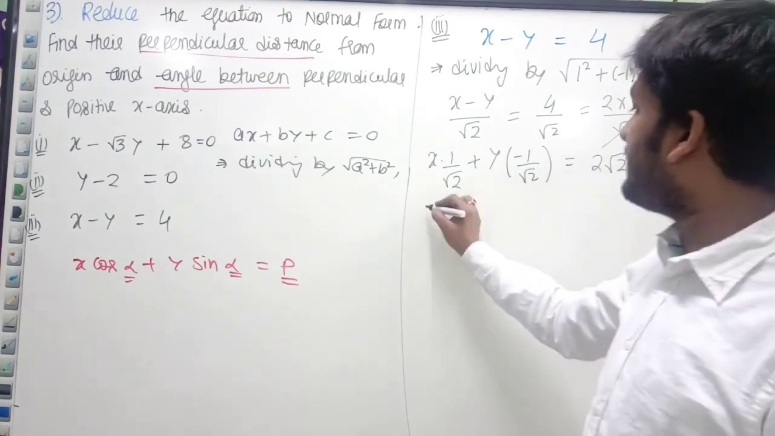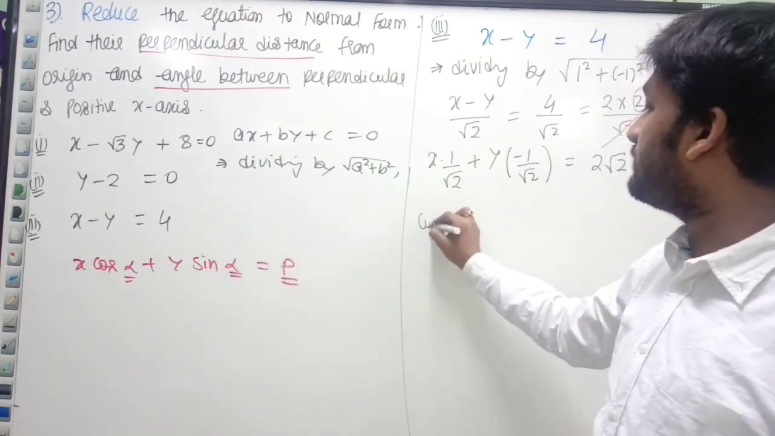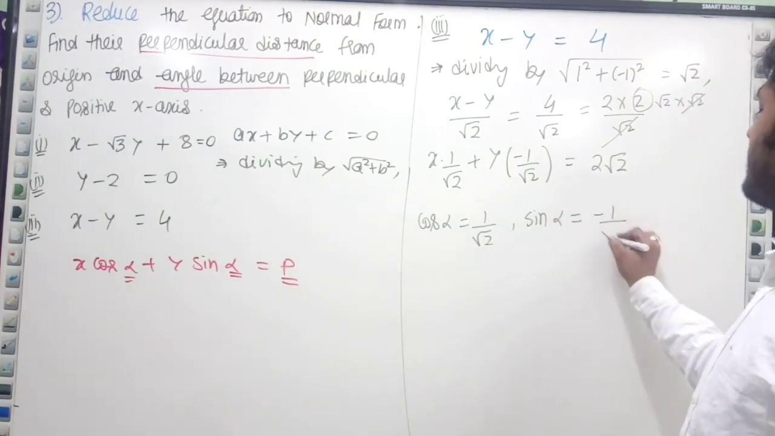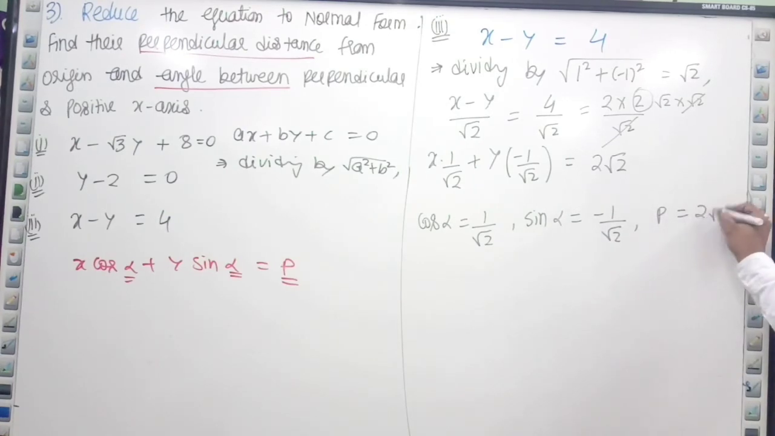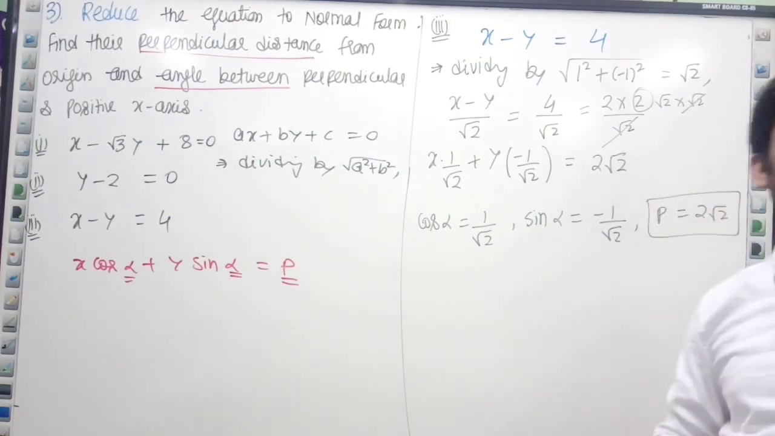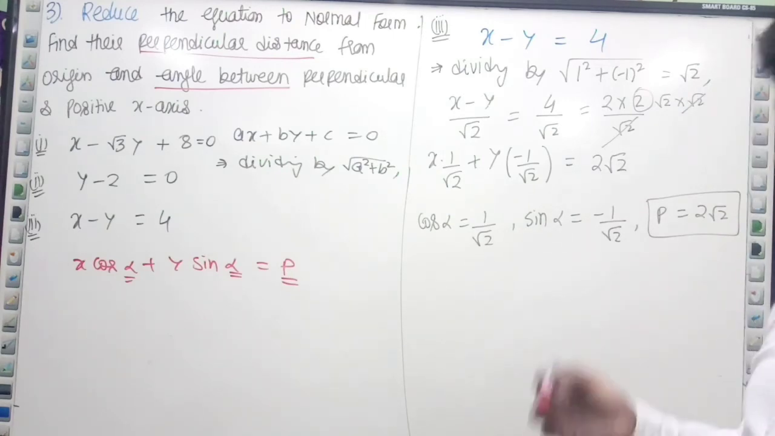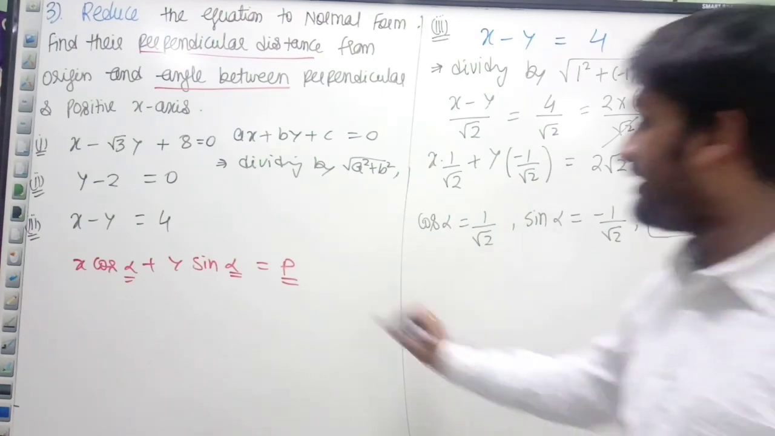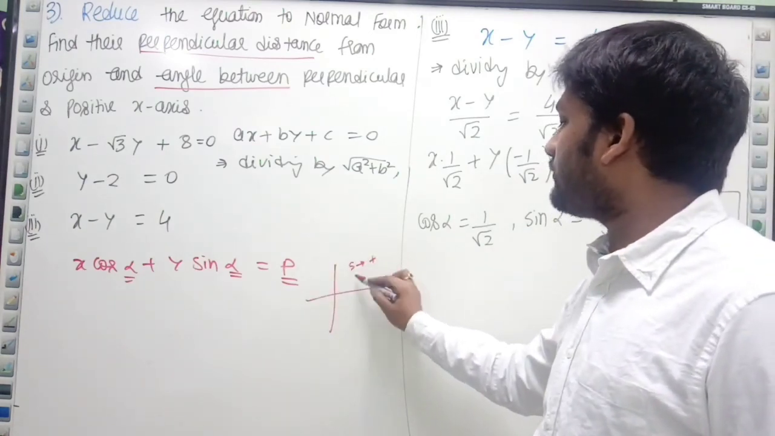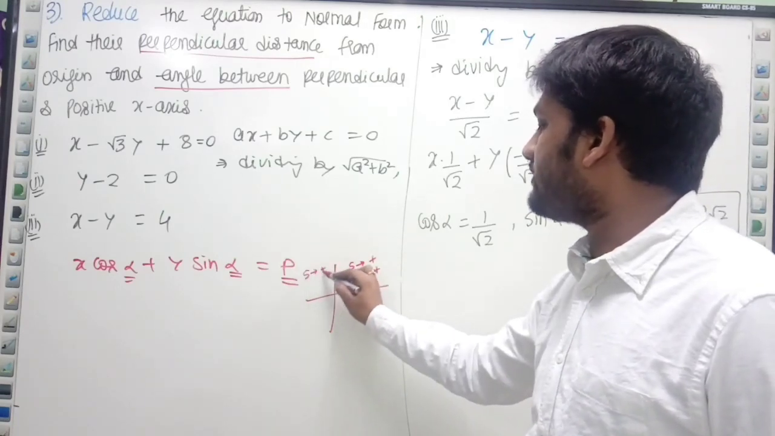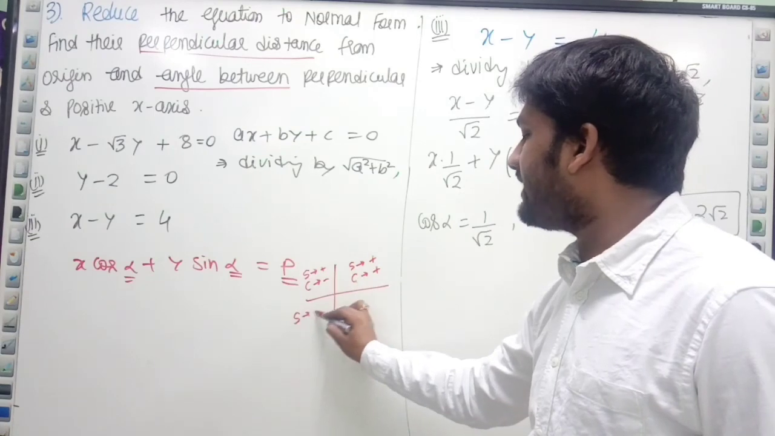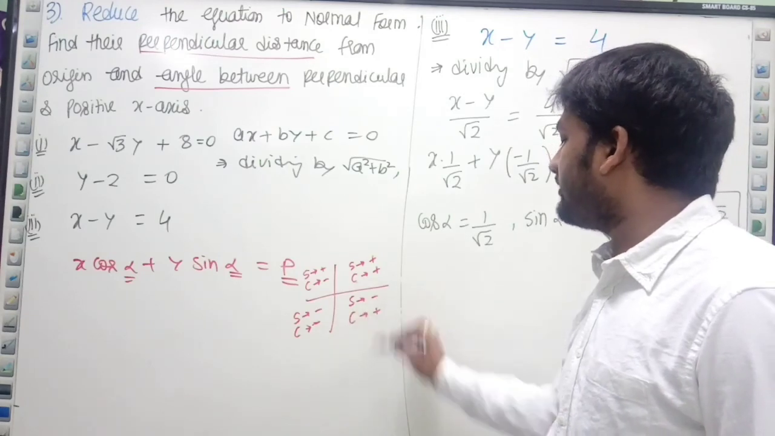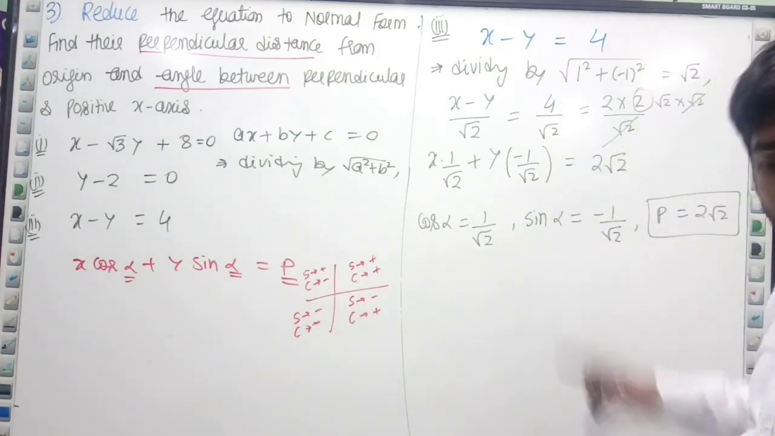Right? So we can say, comparing with x cos alpha plus y sin alpha equal to p, cos alpha is 1 by root 2, sin alpha is minus 1 by root 2, and p equal to 2 root 2. p is the perpendicular distance from origin. Now we'll talk about alpha. We can say 1 by root 2 and minus 1 by root 2. Cos is positive, sin is negative. Look, first quadrant: sin positive, cos positive. Second quadrant: sin positive, cos negative. Third quadrant: sin negative, cos negative. Fourth quadrant: sin negative, cos positive. So sin negative, cos positive is in the fourth quadrant.